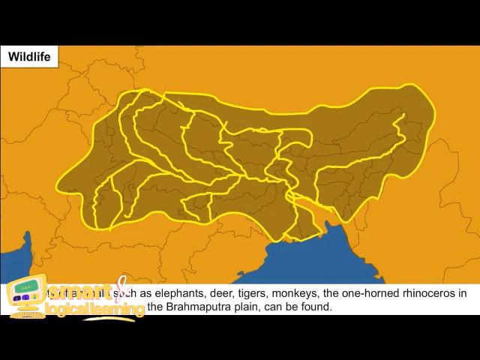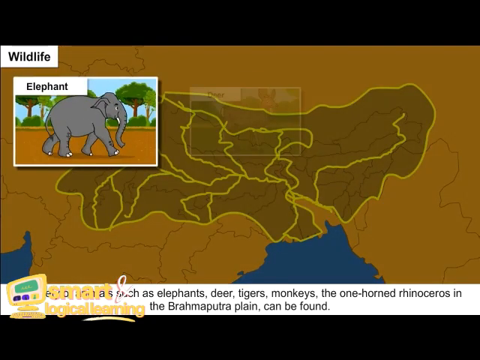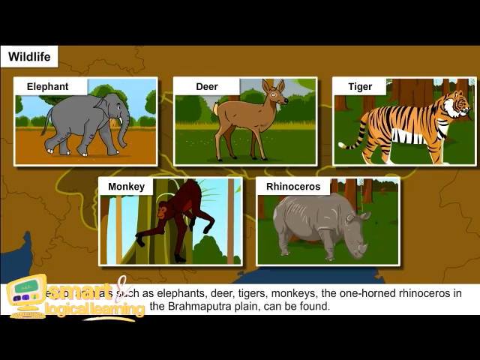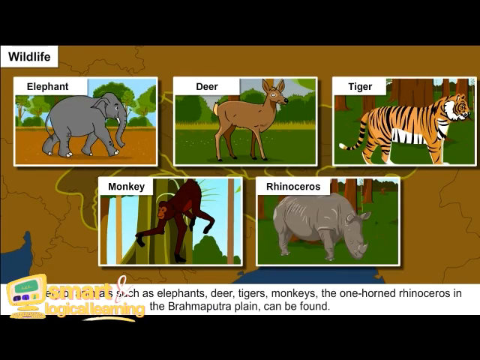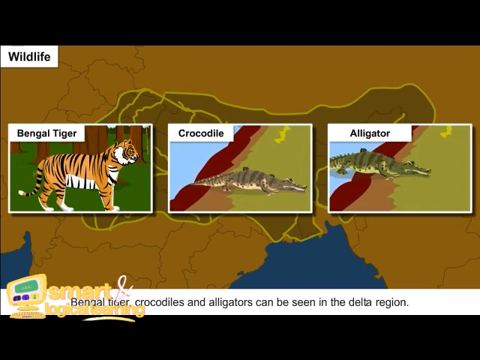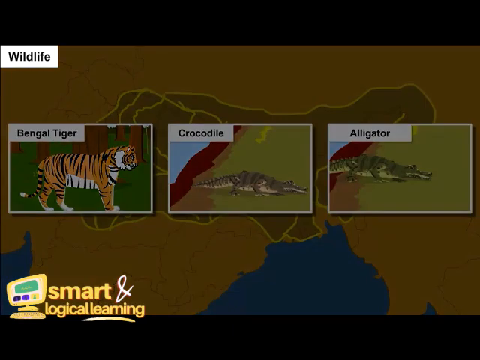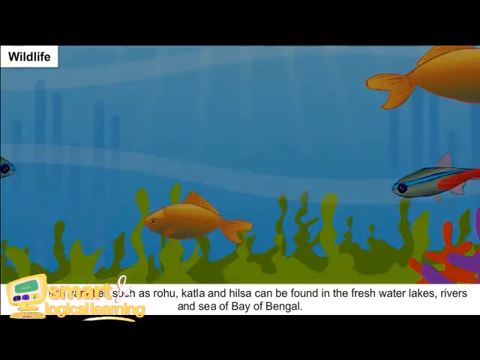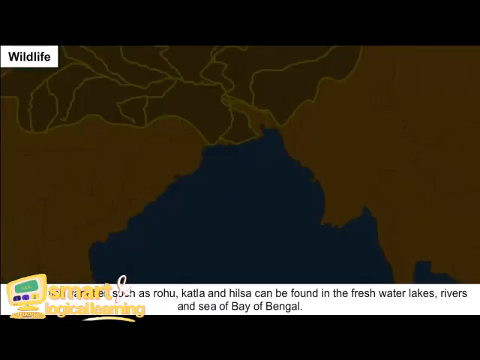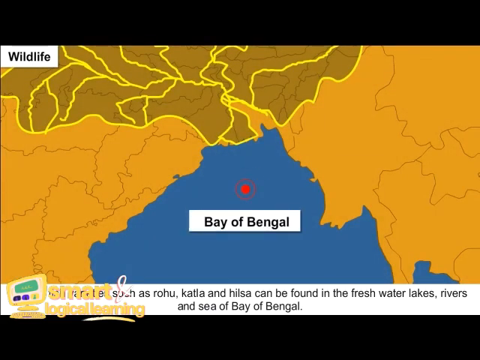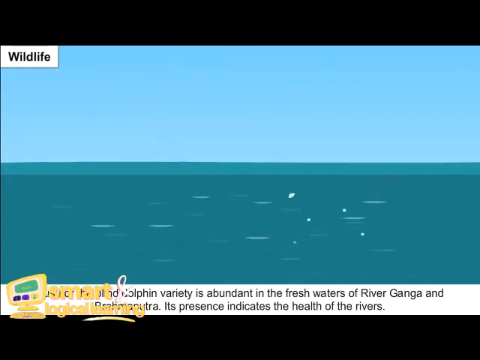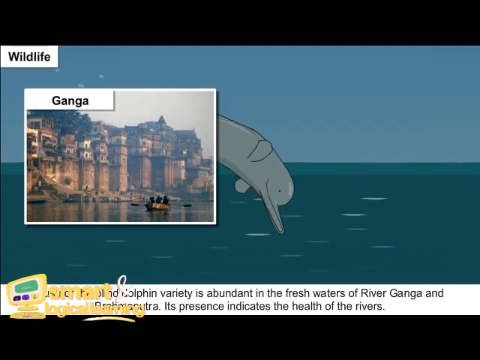Wildlife. A variety of animals such as elephants, deers, tigers, monkeys, the one-horned rhinoceros in the Brahmaputra plain can be found. Bengal tiger, crocodiles and alligators can be seen in the delta region. Lots of fish varieties such as rohu, katla and hilsa can be found in the freshwater lakes, rivers and Sea of Bay of Bengal. Susu or the blind dolphin varieties is abundant in the freshwaters of River Ganga and Brahmaputra.